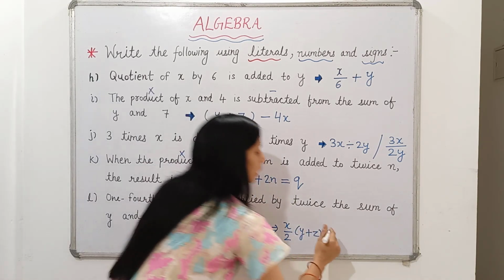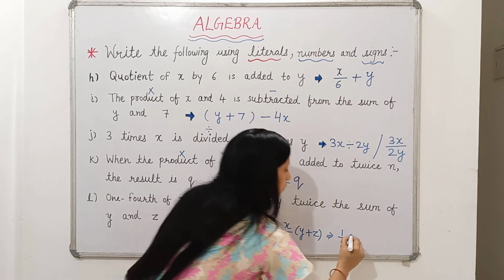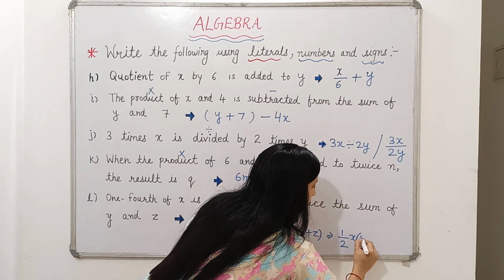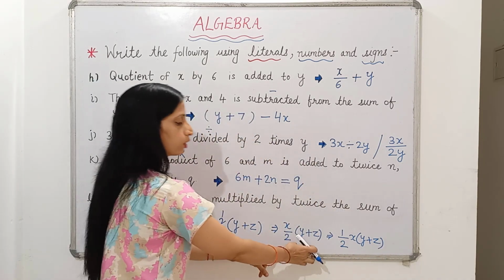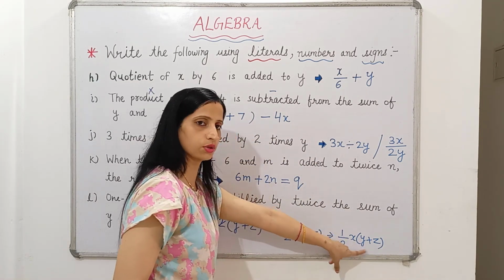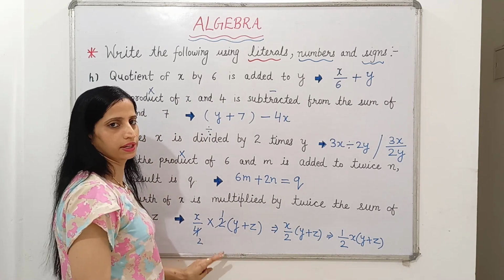By another way, how can we write it? Half of x, 1 by 2 x, put the bracket y plus z. You can leave it here also, it will be correct. If you do not cut it, then also it will be correct.